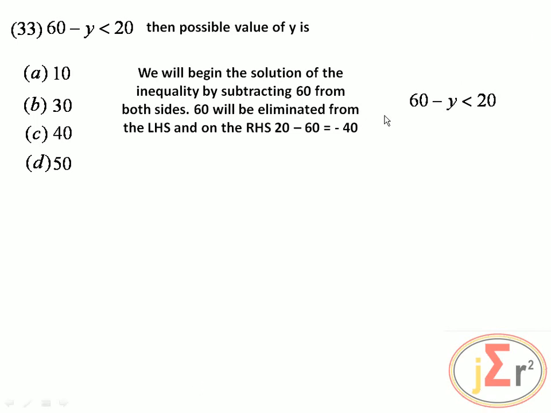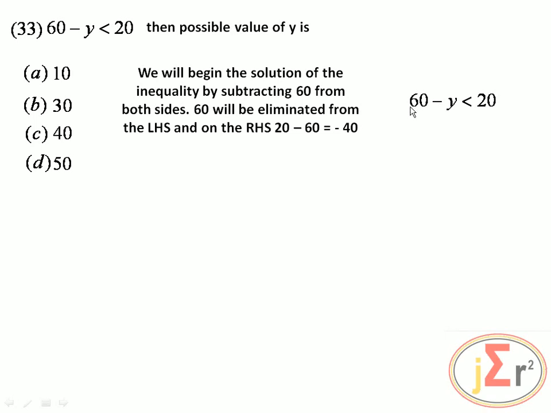So we will attempt to solve this by eliminating the 60 that we have here. Don't be blinded by the negative sign that we have here. The negative sign is pertaining to the y, not to 60. There's no sign accompanying 60. Therefore, we assume that it is a positive 60.